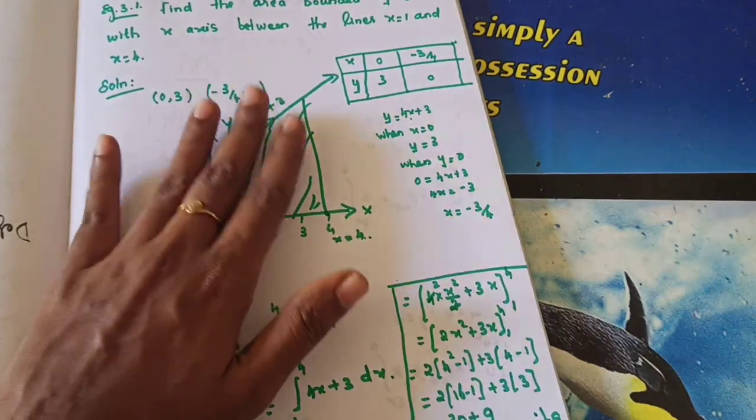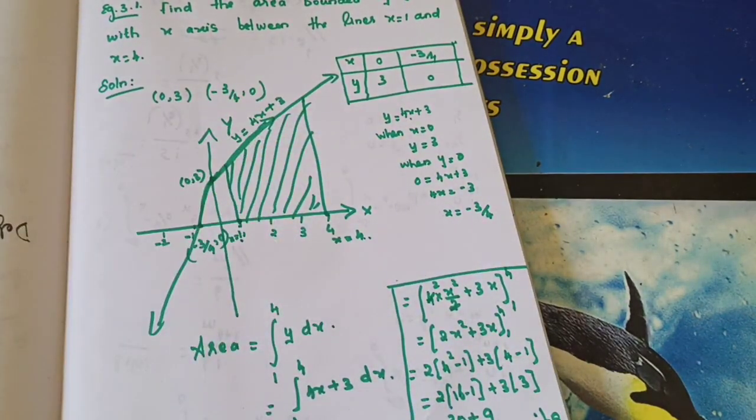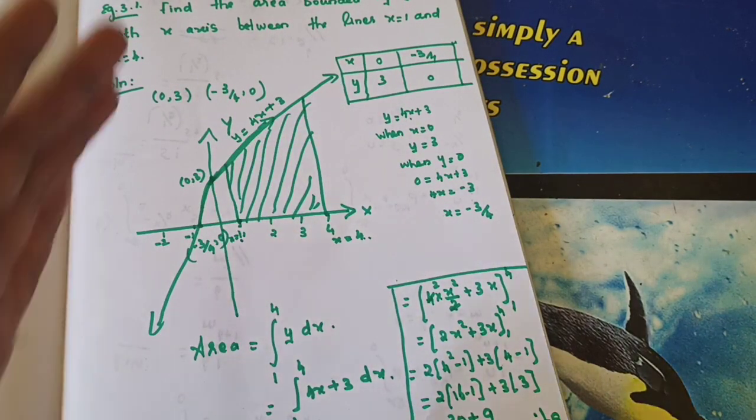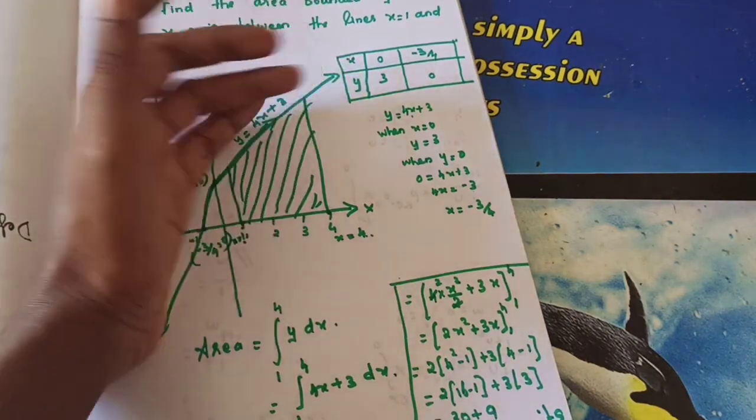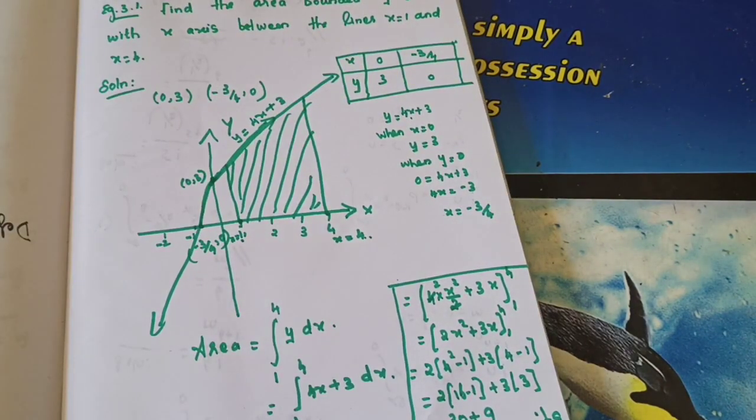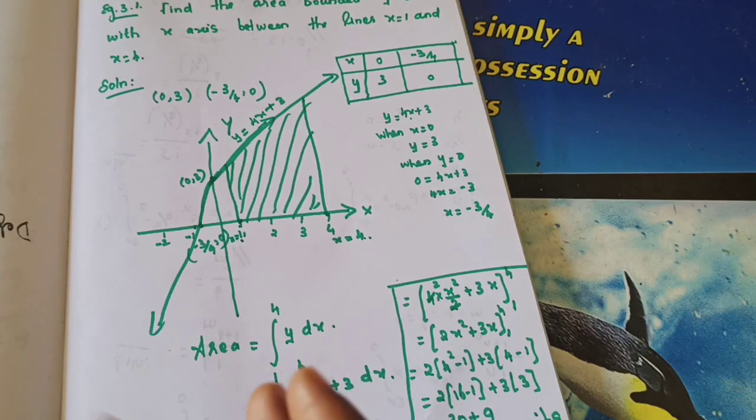But this one you will get somewhat of a confusion. So draw it very neatly. Again and again I am saying please draw by using the scale. When you are drawing with the scale you will get a slight difference. Draw by using a scale. So (0, 3), (minus 3 by 4, 0). First you plot the points. Draw the straight line. Afterwards according to the given limit draw the vertical lines. And that's the area bounded by the curve.